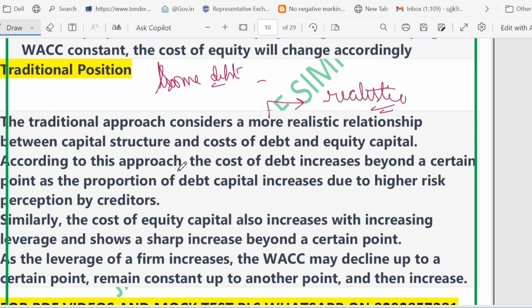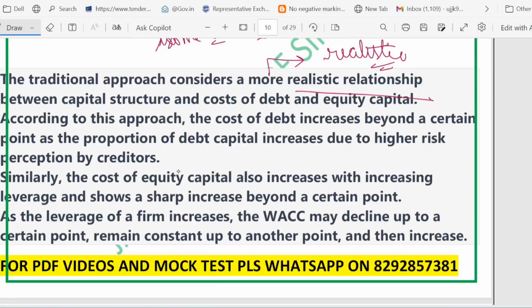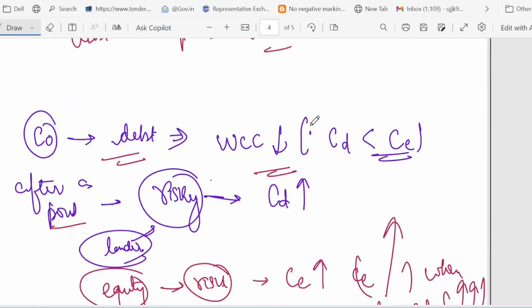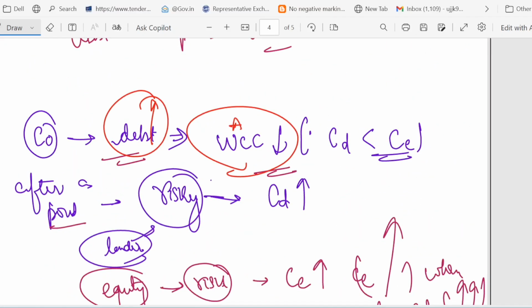Now let me just go through the line. It is more realistic relative to the other approaches. Just now I told you that the cost of debt increases beyond a certain point as the proportion of debt capital increases, due to high risk perception by the creditor. Similarly, the cost of equity also increases with increasing leverage. If you go through this wording, you will never understand what it is talking about. So if you go through it this way, initially what happened? As we increase the debt, WACC decreases. Why does it decrease? Because the cost of debt is less than the cost of equity.